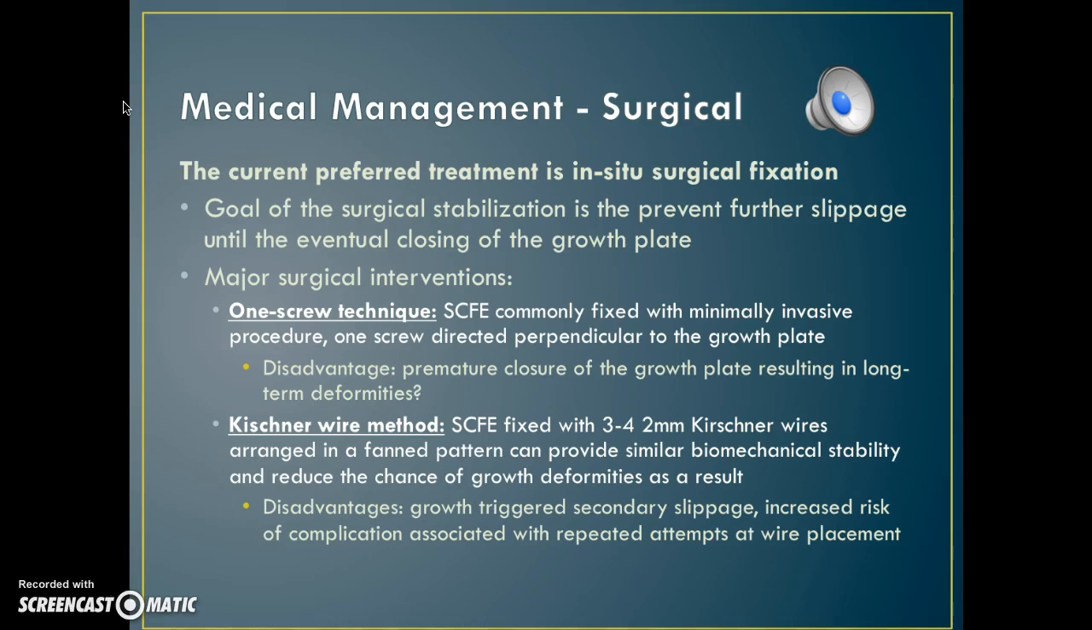resulting in a long-term deformity. The other method is the Kirschner wire method, or the K-wire method, where the SCFE is fixated with 3 to 4 2mm K-wires that are arranged in a fanning pattern. And this can provide similar biomechanical stability as the one-screw technique, but it does have the advantage of reducing the chance of growth deformities as a result. The disadvantage of this procedure, though, is a growth-triggered secondary slippage and an increased risk of complication associated with repeated attempts at wire placement.